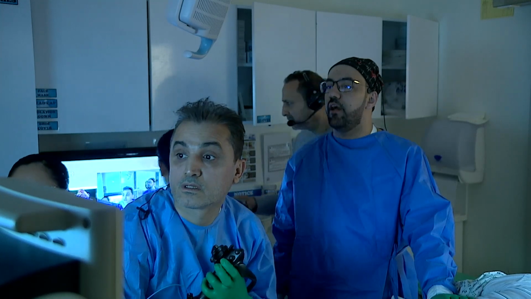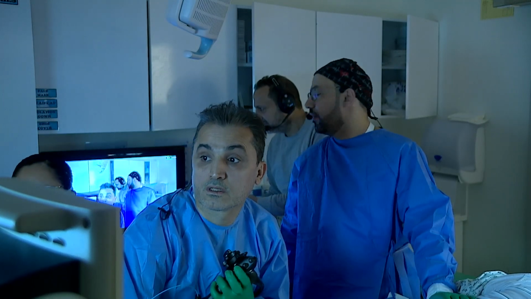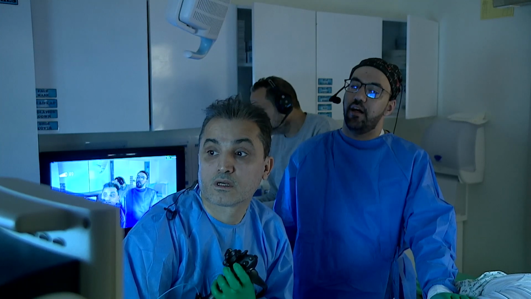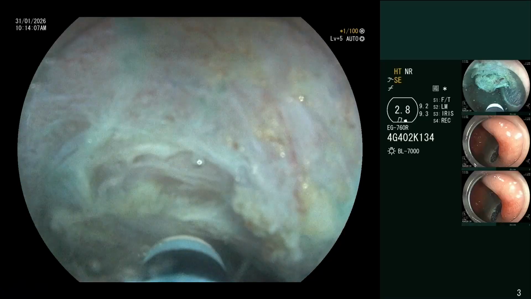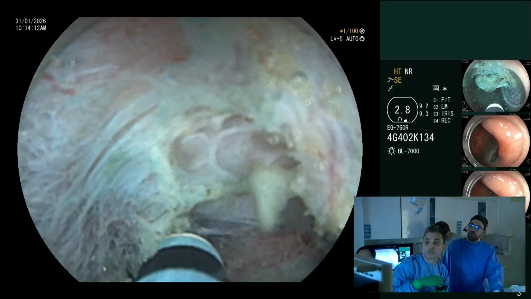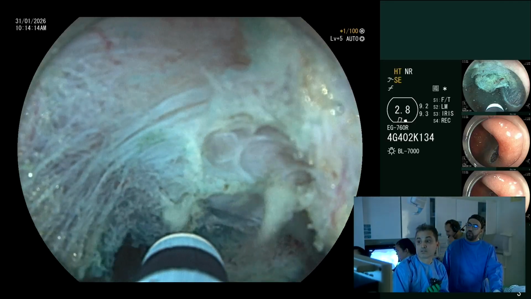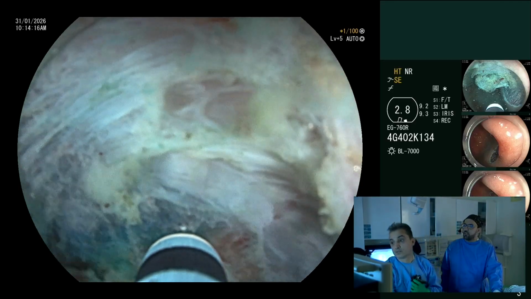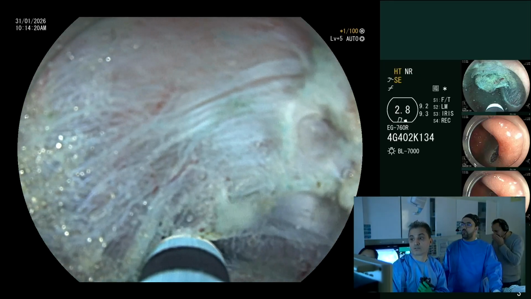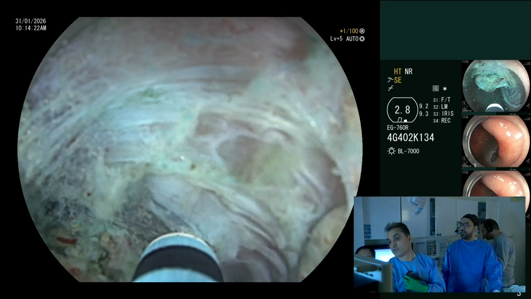This time we have a sigmoid lesion with optical diagnosis indicating at least superficial submucosal invasion. Injection. So we decide to go for ESD. It's also a small lesion, but it's in a difficult sigmoid angle, so the scope manipulation is very difficult.